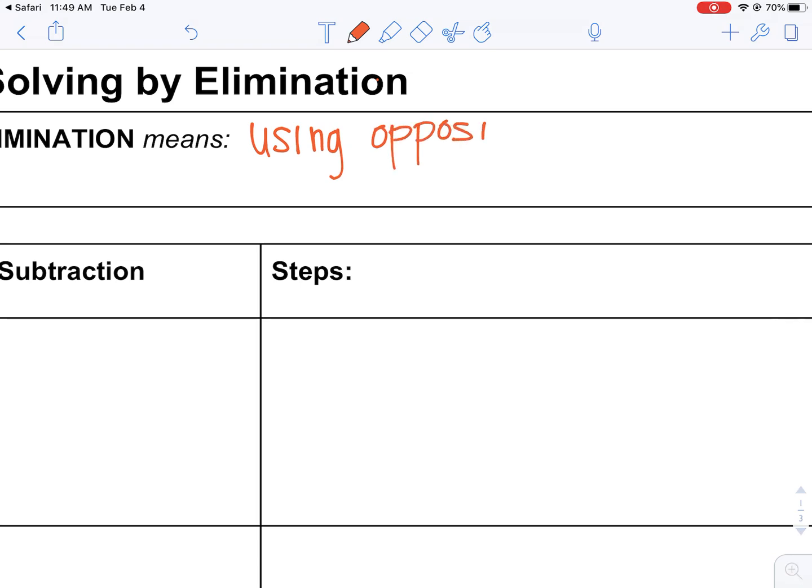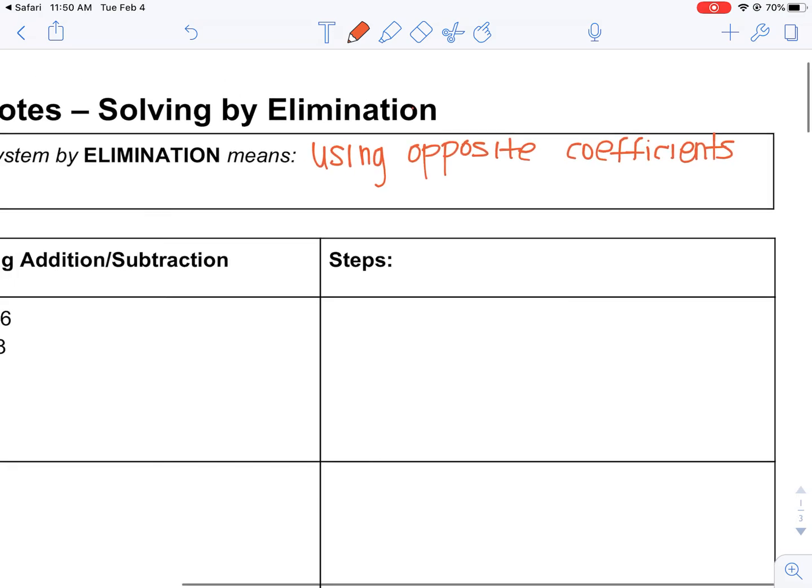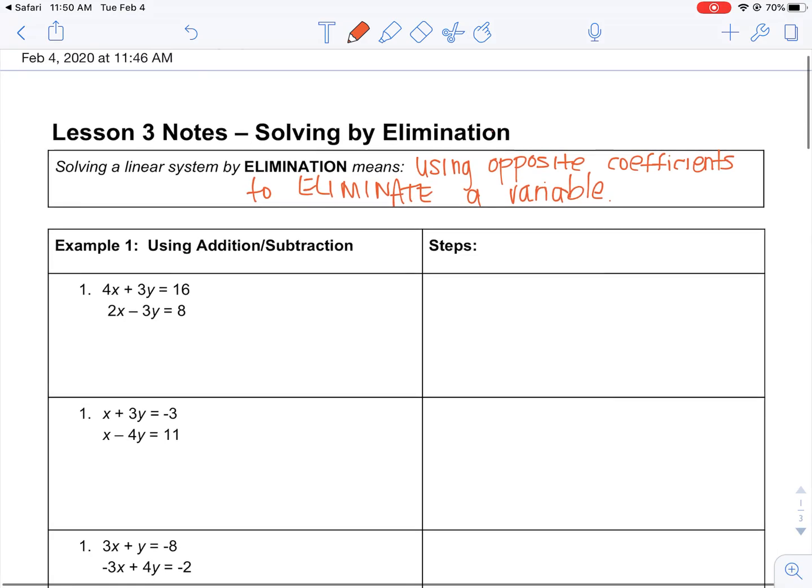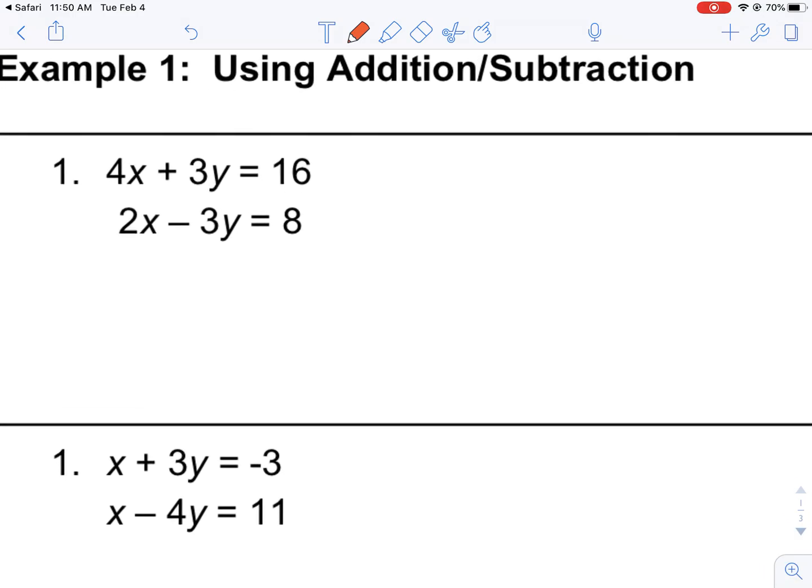opposite coefficients. And this can obviously be for either x or y. I tend to get rid of x to eliminate a variable. So we're still looking to find a solution with an ordered pair, but we have to do that a little bit differently with elimination. So I'm going to do the first example, and then we're going to talk about the steps.